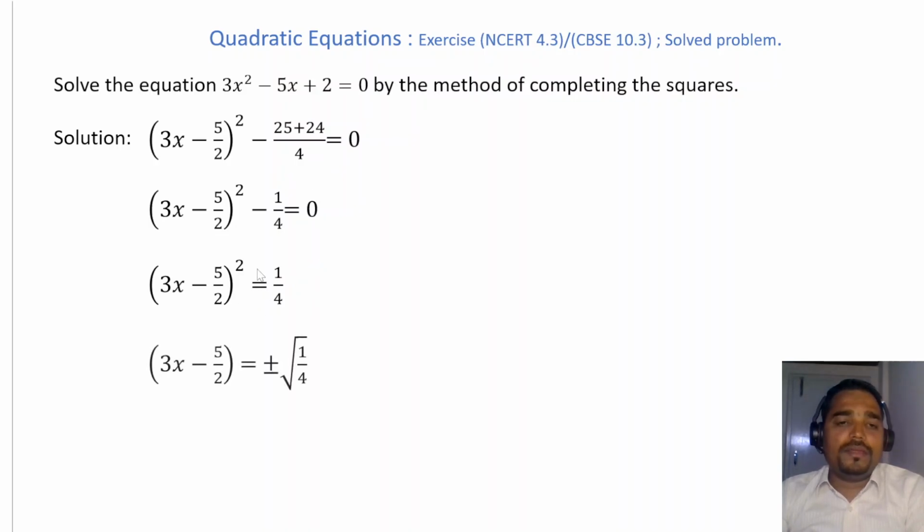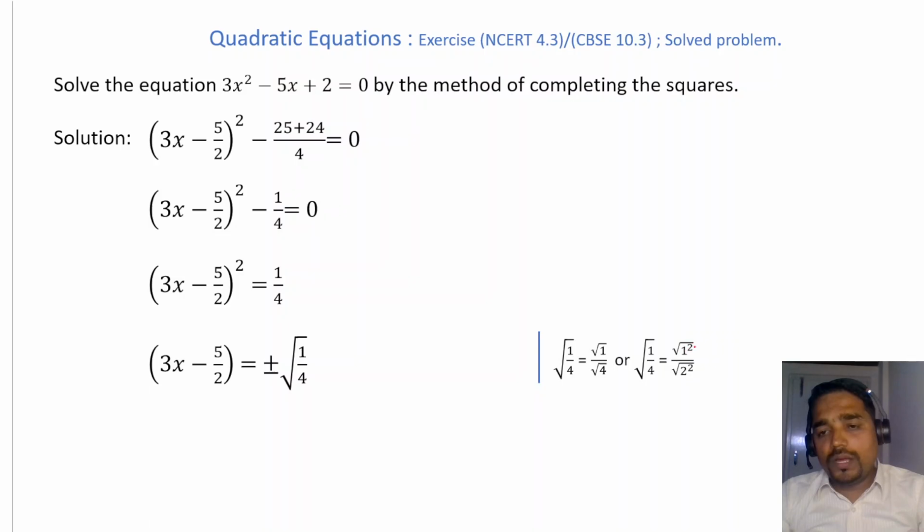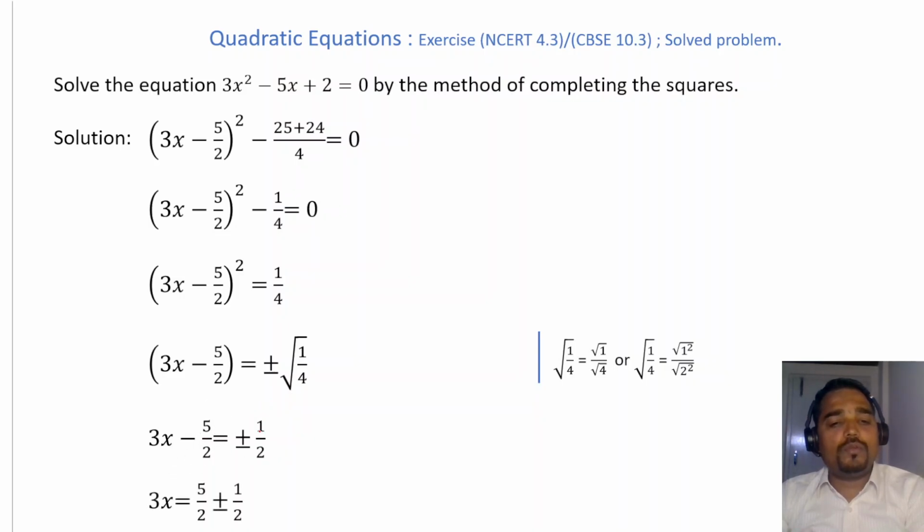As a part of the next step, let's transpose this power, whole square, to RHS. It would become a square root followed by a plus or minus sign, that is plus or minus the square root of 1 by 4. Now the square root of 1 by 4 can be written as square root 1 by square root 4, or square root of 1 square by 2 square, that is 1 square is 1, and 4 is represented as 2 square. Now we see that within the square root there is a square, so the square root and square get cancelled, which means the square root of 1 by 4 would become half, that is 1 by 2. Therefore, to find the value of x, 3x minus 5 by 2 is equal to plus or minus half.